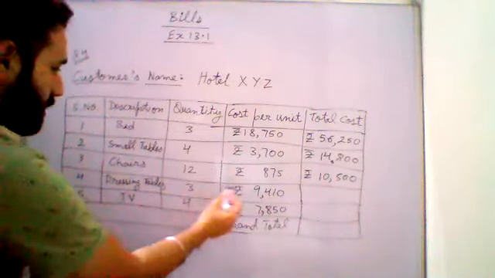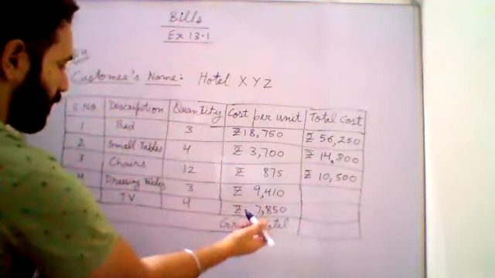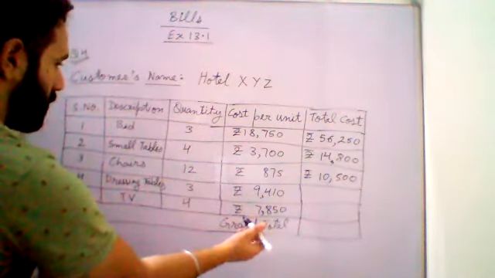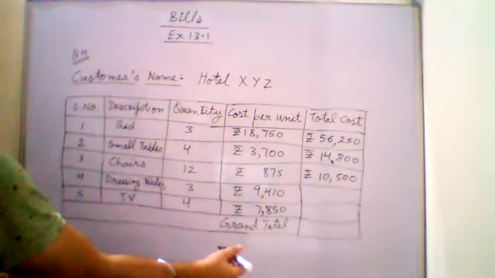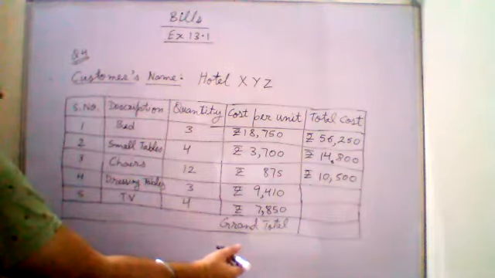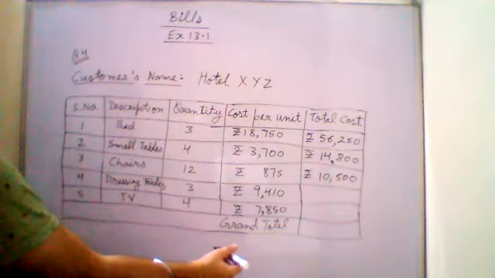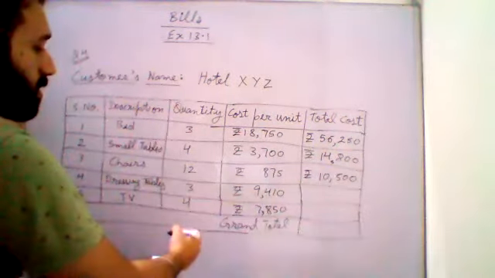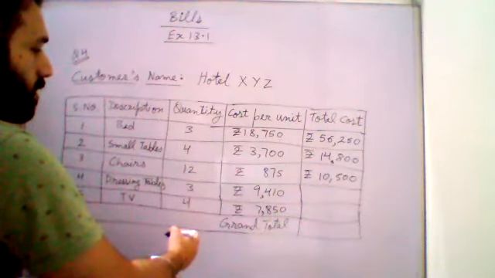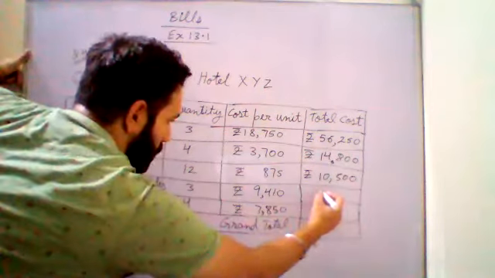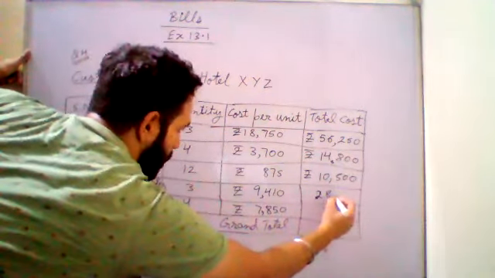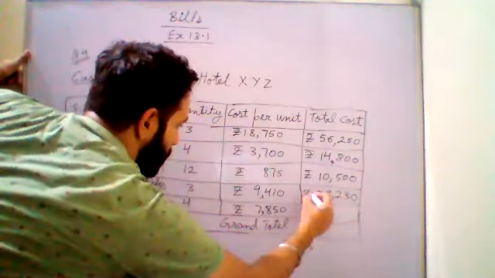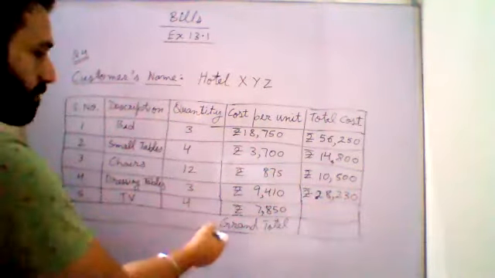What is the cost of three dressing tables? 28,230. Yes, sir. 28,230 is the cost of three dressing tables.